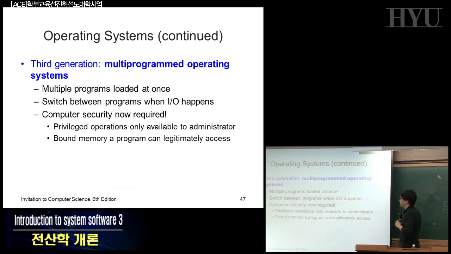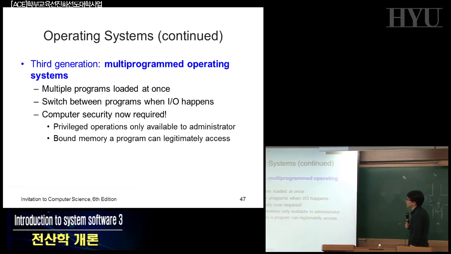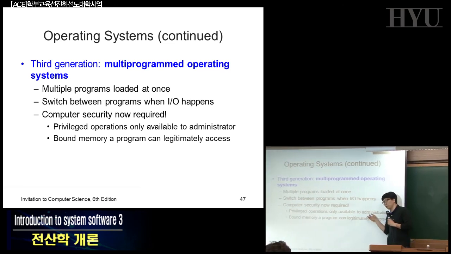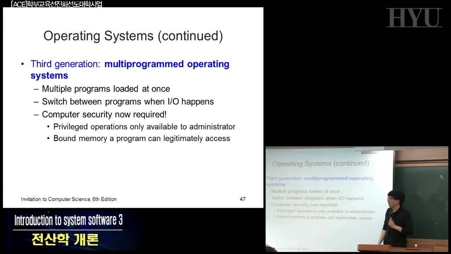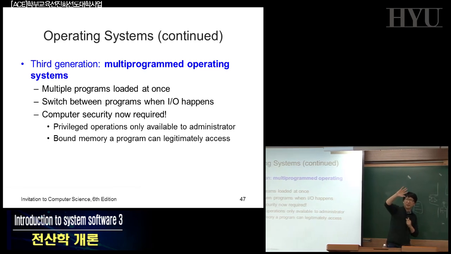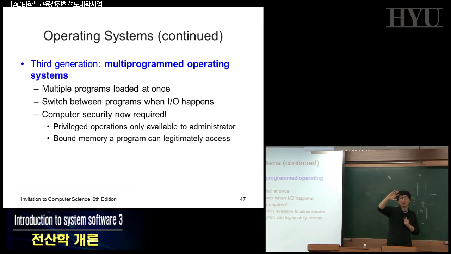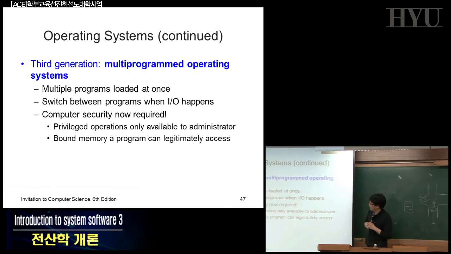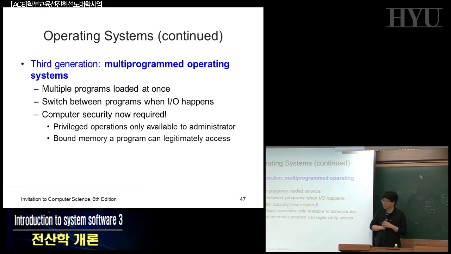Computer security is now required. Privileged operation only available to administrator. Bound memory, program can legitimately access. This is what you're seeing nowadays for the hacking instance. System down, 그런 거. How can you protect your memory space from some other program? Usually, if I run a program, memory is locked. The program is given that memory section only. Hackers actually try to access that memory space without your permission. 그래서 해킹 요즘에 막 많이 나오는 바이러스니 그런 거 많이 하는 거고. Privilege operations only available to administrator.